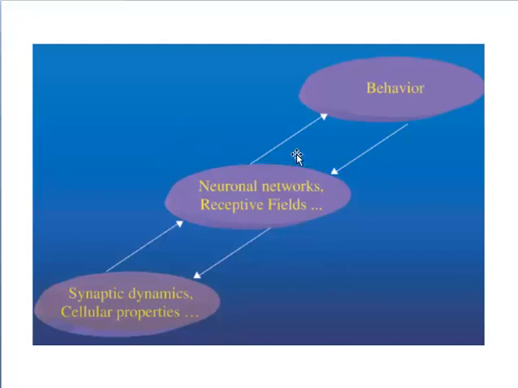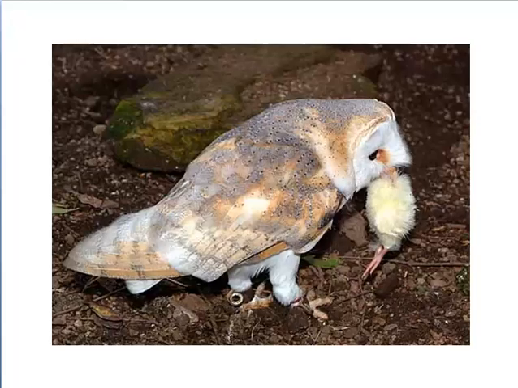What I would like to discuss here is what happens in between. How can you connect up neurons, or at least simplified models of neurons, in order to produce behavior? And I start off with the barn owl.